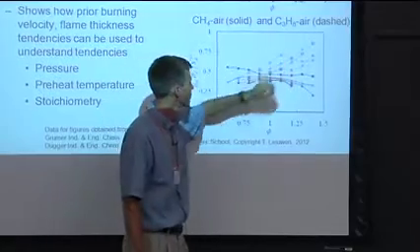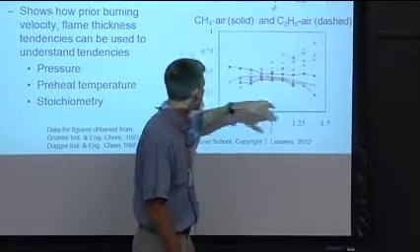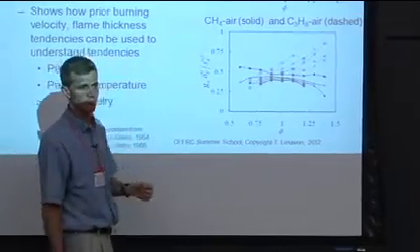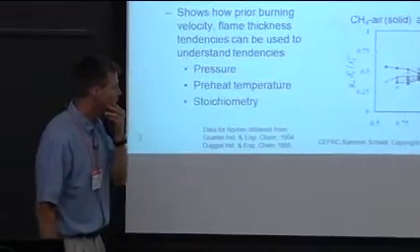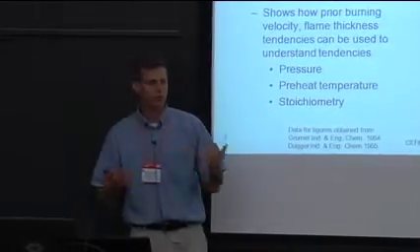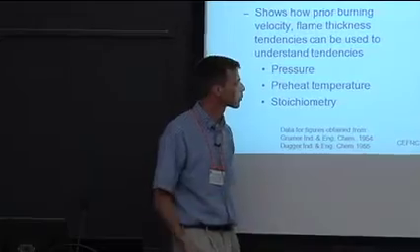I'll talk about the other symbols in a minute. All these mixtures flash back basically at a Karlovitz number of about 0.5. All right? And you might say, well, why not 1? Why not 0.5? Well, it depends on your definition of flame thickness. And there's lots of, the scaling is of order 1.